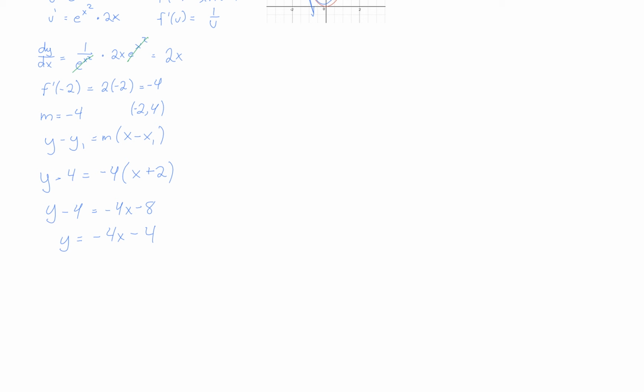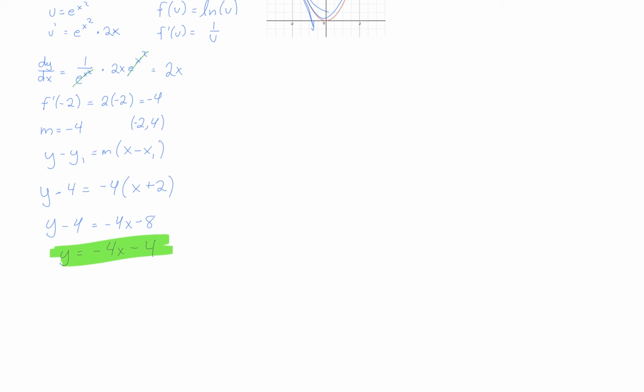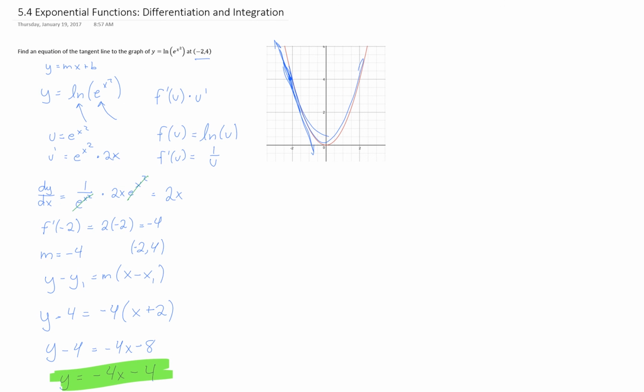And that, right there, ladies and gentlemen, is the equation of the tangent line to the graph of natural log of e to the x squared at the point -2, 4.